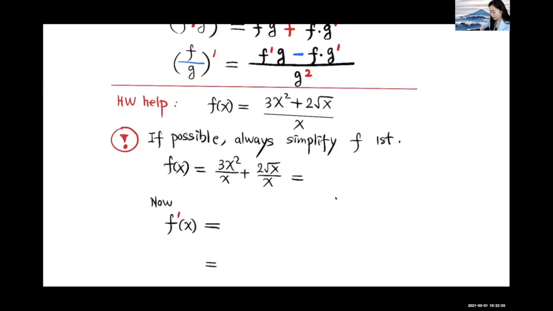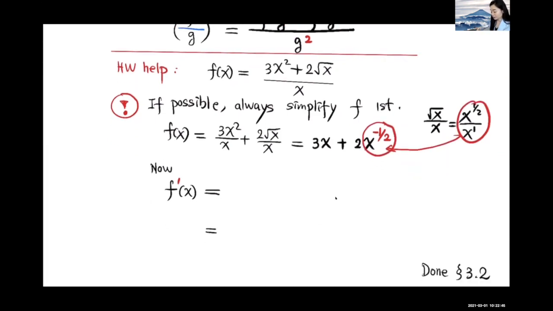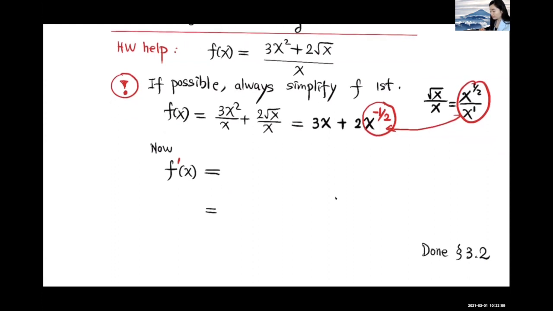So what do we get? This is 3x plus 2 times x to the what power? Negative 1/2 power. Over here, square root of x over x is x to the 1/2 power over x to the first power, so you get x to the negative 1/2 power. You subtract the exponent: 1/2 minus 1 is negative 1/2. Now you simplify it and write it in power form. Now you can differentiate, and you don't need to use the quotient rule.